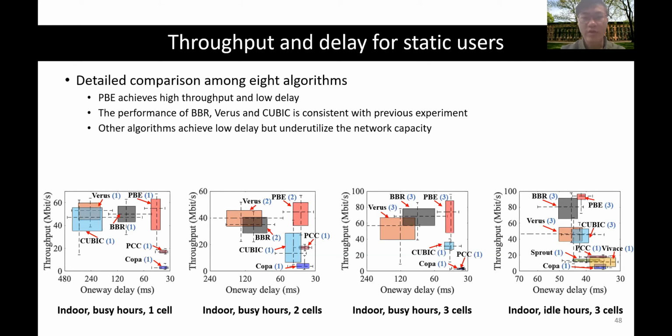I also want to note here that the number beside each algorithm is the number of triggered cell towers. In general, more cells triggered means a higher throughput. In this experiment, PBE, BBR, and Verus triggered all supported cells, so they have higher throughput than others.